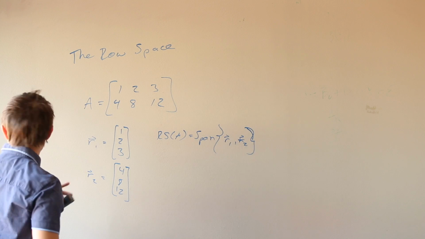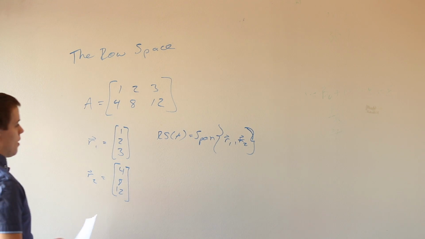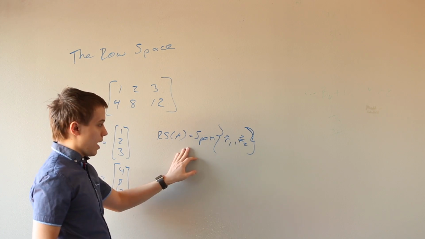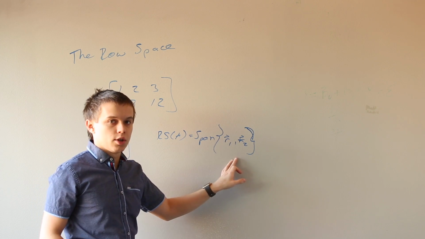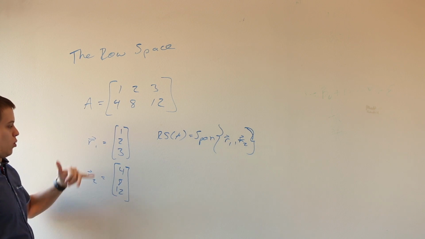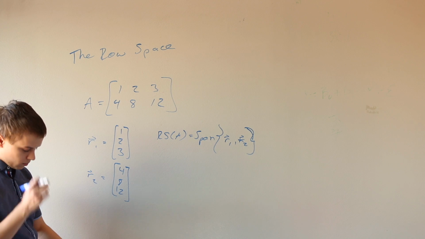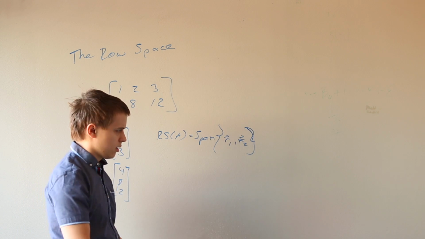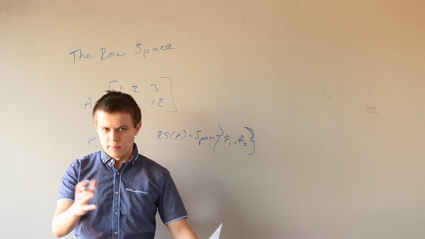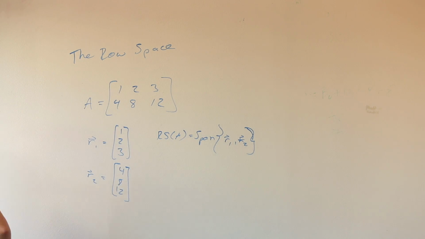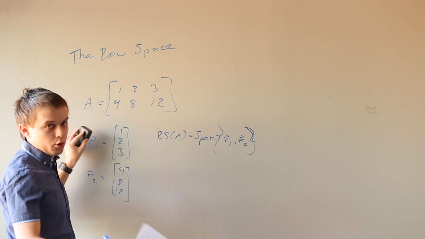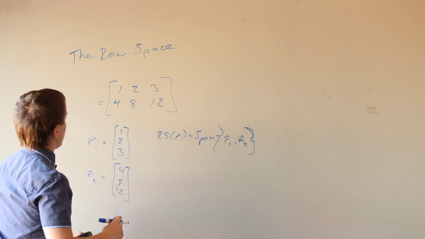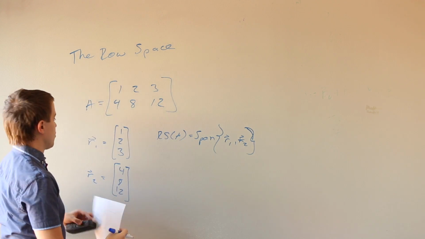Which means that any vector in the row space of A can be represented as a linear combination of these two vectors. So that is the basis of a null space. No, that's not the basis. That's the fundamentals of a null space. But let's look at the basis of a row space. Sorry. So now we have our matrix A.